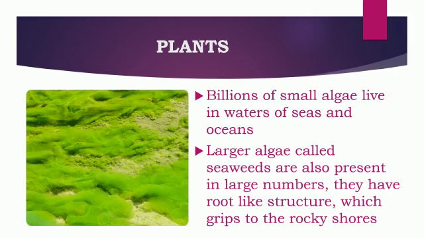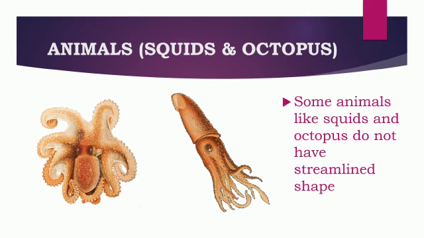Plants. Billions of small algae live in water of seas and oceans. Larger algae called the seaweeds are also present in large numbers. They have root-like structures which grip the rocky shores so that they do not move away with the flow of the water. Now some animals like the squids and the octopus do not have the streamlined shape. Then how do they live in the water? That we will study now.